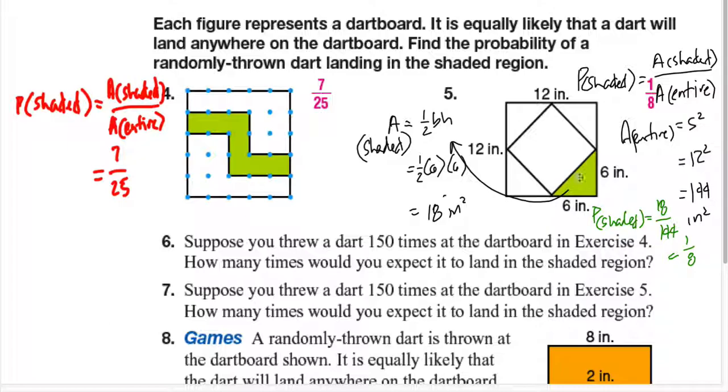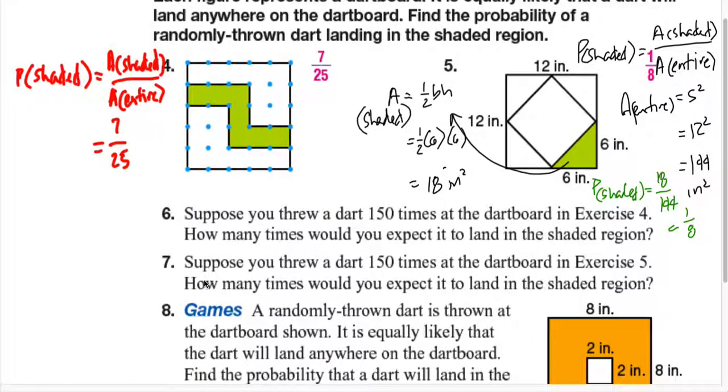Okay, now after finding the probability in number 4 and number 5, we can answer number 6 and number 7. Suppose you threw 150 times at the dartboard in example 4. How many times would you expect it to land in the shaded region? In this problem, all you need to do is get 7 over 25 and multiply it by 150 over 1. So 6 times 7 will be 42. So it's around 42 times that it will land in the green region.